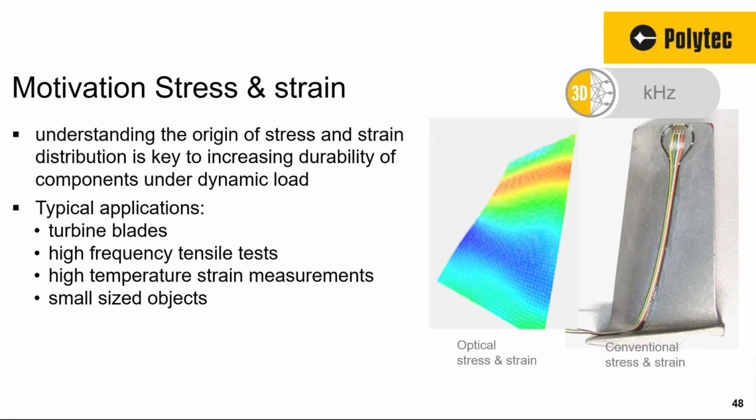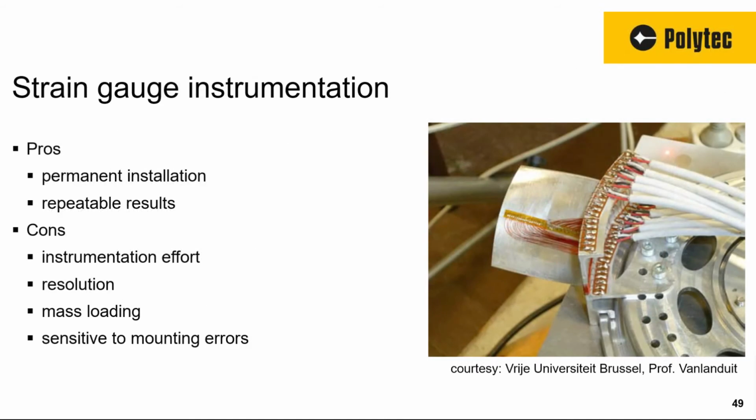The difference is optical stress and strain measurements show you the full field information, so you can localize the maximum stress in a device or in a sample. If you look at conventional measurements with strain gauges, you always have a fixed location for the sensor, like here on a turbine blade. Strain gauges have benefits, especially if you do operational measurements, if you do validation measurements. It is not so important that they're permanently installed, and repeatability is of course good if they're once installed properly.